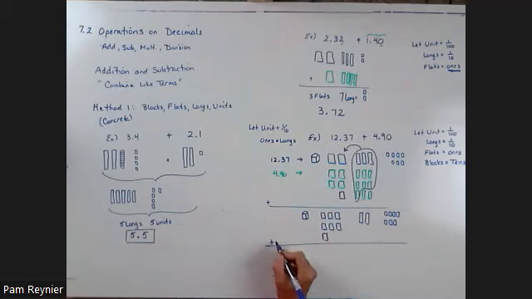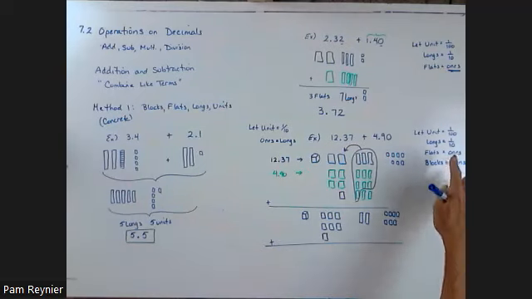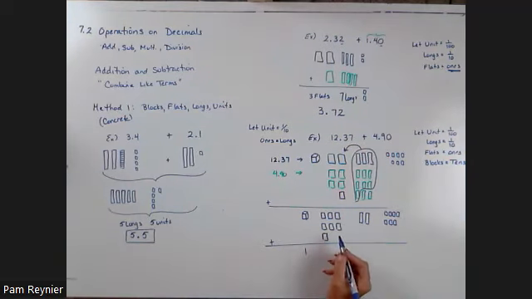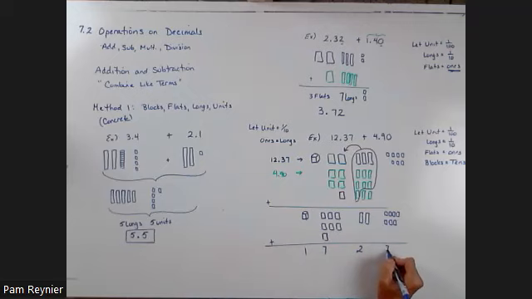So that leaves us with, remember, blocks are 10s, 1s. So we have 1 block, 7 flats, 2 longs, 7 units. And remembering that the 10s, 1s, there's our whole number part. And then we have our decimal part. Okay. All right.